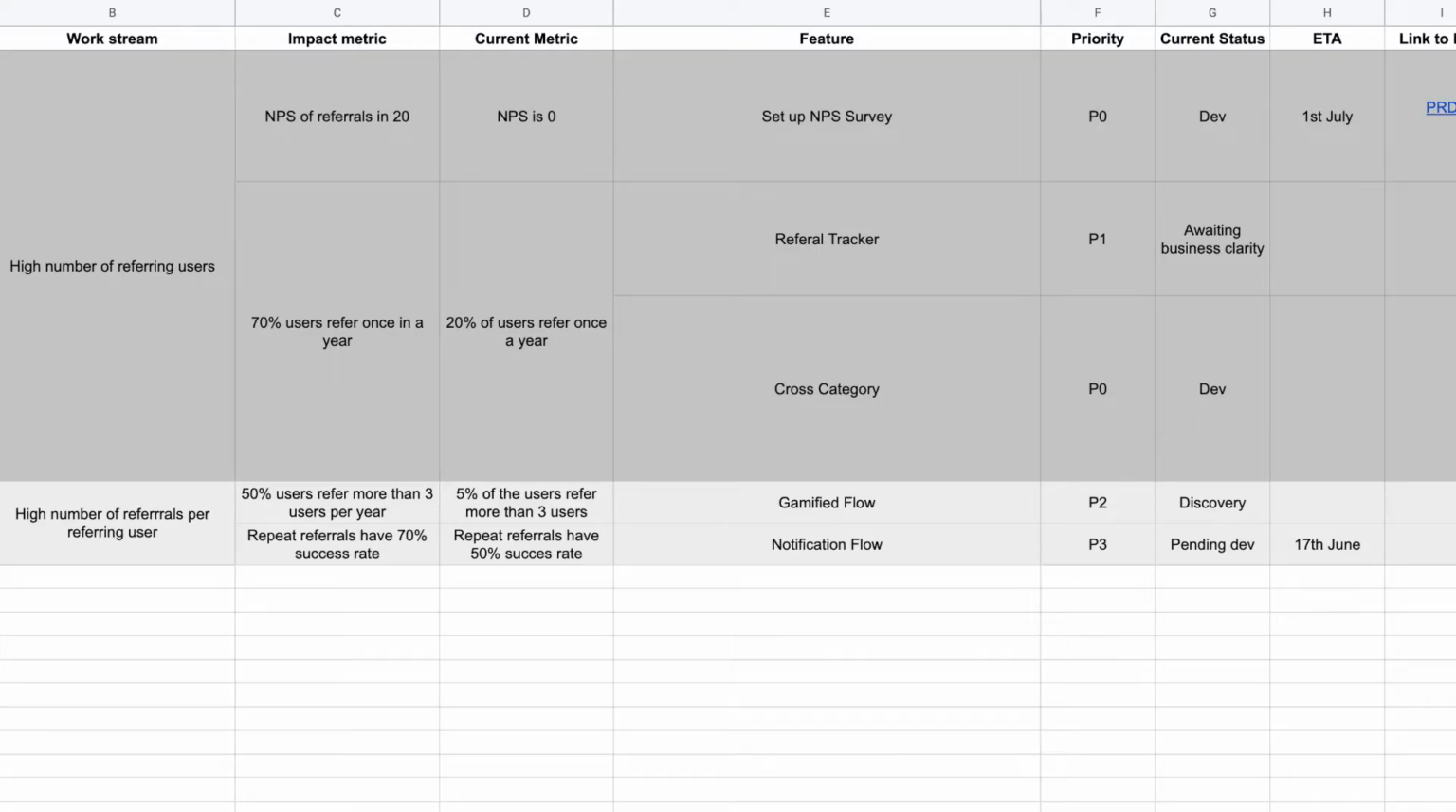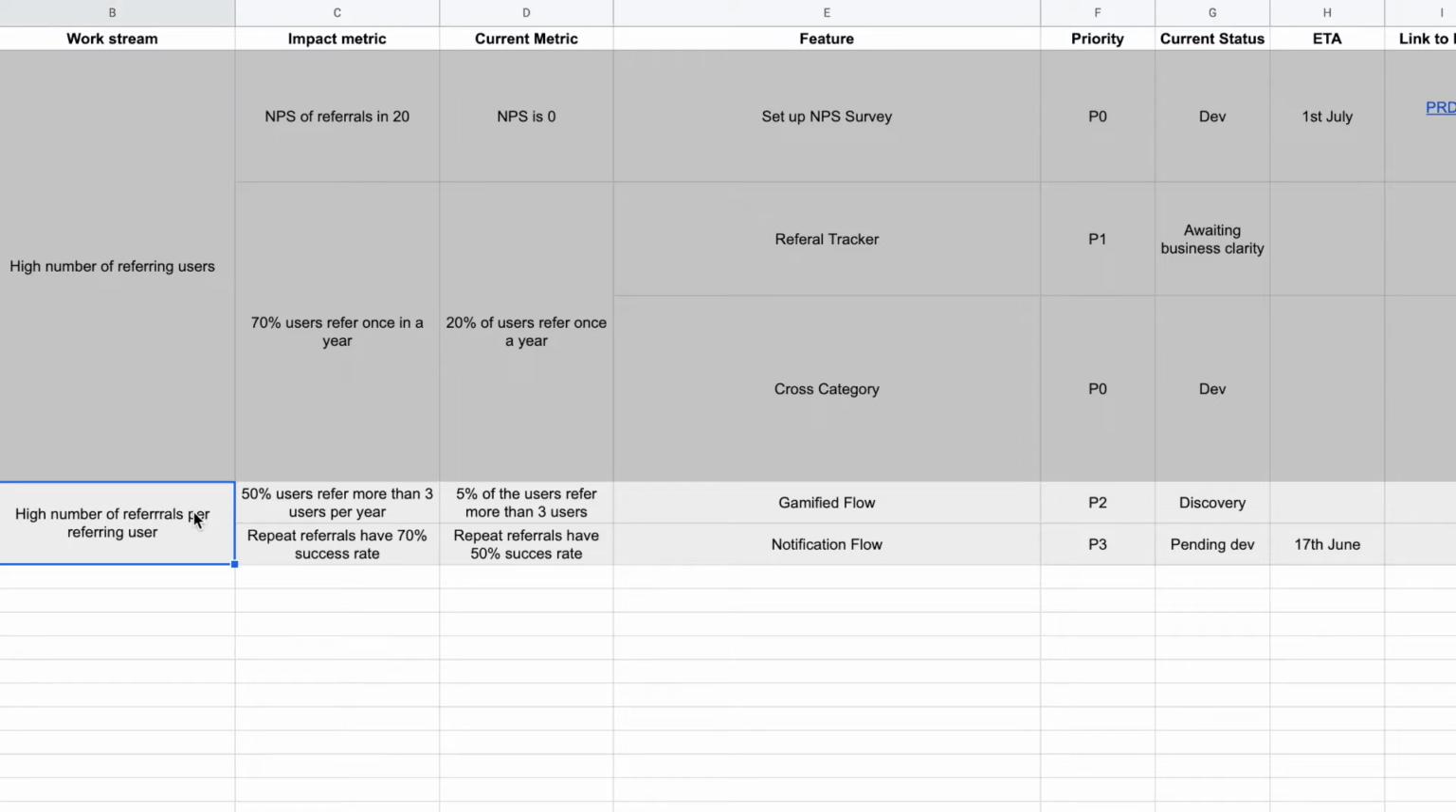Let's say in this case, your target metric was to scale referrals to such a level that it starts contributing to 50% of your overall acquisition. So let's say in this case, you did your research and you identified 2 core initiatives. The first one is to get more people to refer, and the second one is whoever is referring should refer more people on an average.